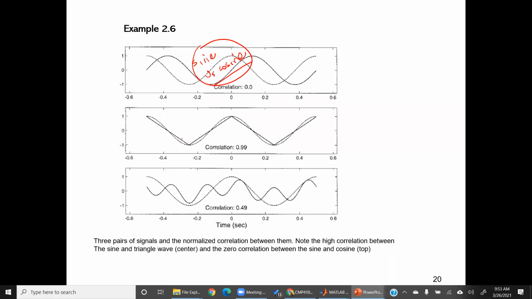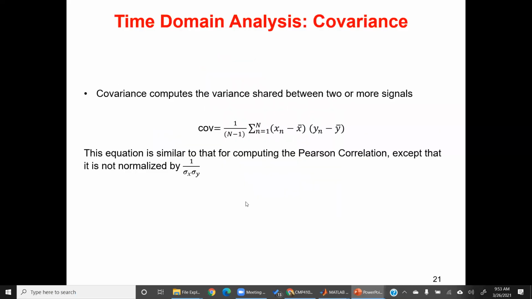Here we're doing a sine wave and a triangular wave, a sawtooth. And you notice that they are nearly matching, so the correlation is high, 0.9. And here we have a sinusoid and a higher frequency wave, which is a sinusoid, but a little bit manipulated. And you see the correlation is somewhere in between.